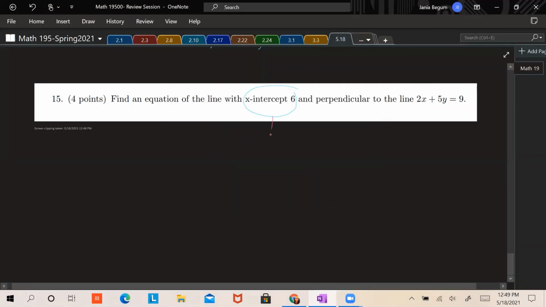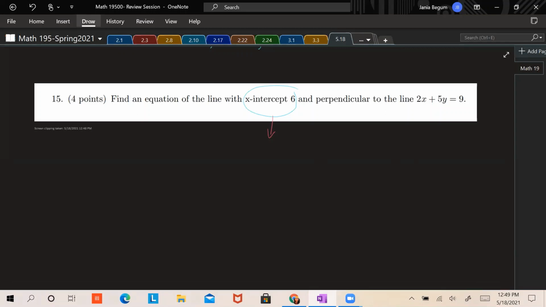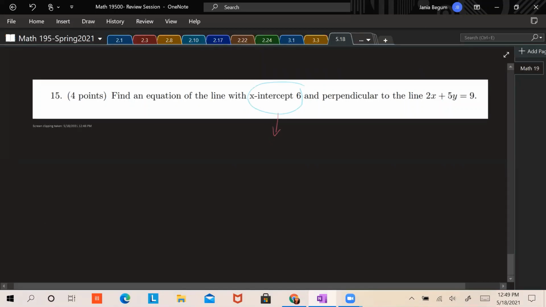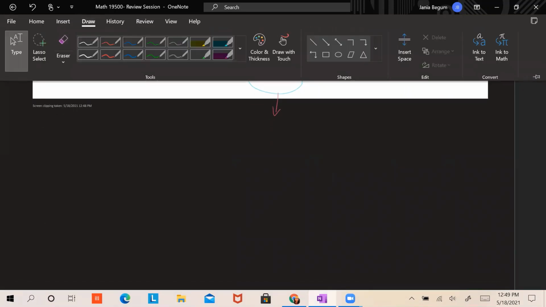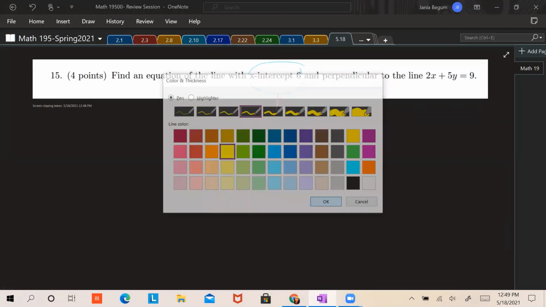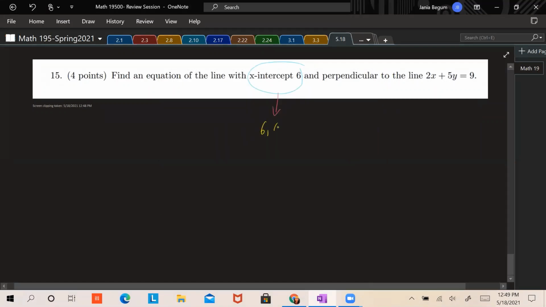So x-intercept 6, that means, if I want to write that as a point, that would be (6, 0), because your y is 0 when x is such value. And then we want that line to be perpendicular to this line right here. Well, what does that mean?